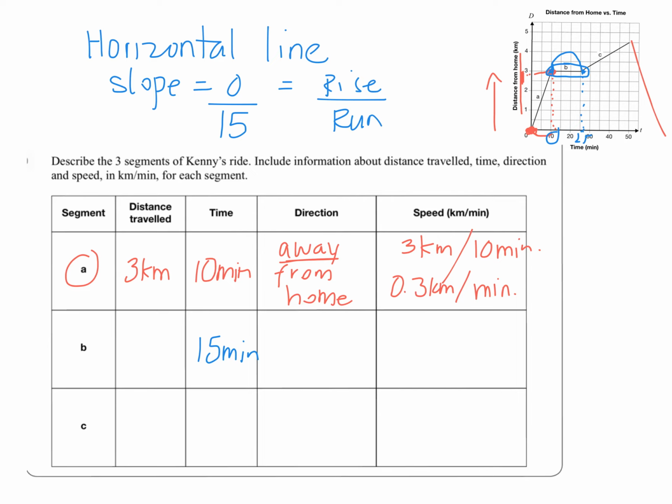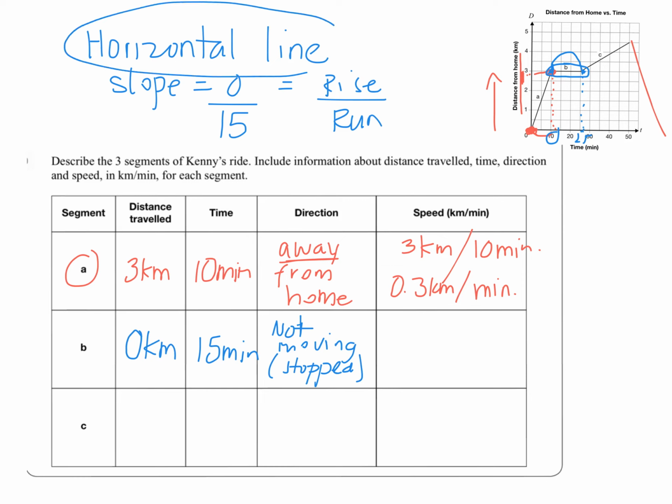Has his distance increased or decreased in segment B? Has there been an increase or decrease in his distance? No. So what's the distance traveled? 0 kilometers. So if he has traveled 0 kilometers, but time is still passing, right? What's happening in this point? So his direction, he's not moving. He is stopped. Maybe he took a break. Maybe he saw a friend and he stopped to talk to them for 15 minutes. There could be a number of scenarios that are happening right now.